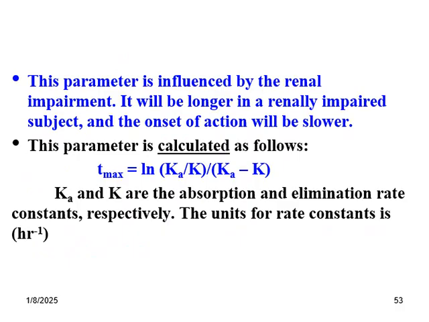Peak time can also be influenced by renal impairment, the dysfunction. It will be longer in a renally impaired subject because elimination is harder, of course. The onset of action will be slower. And this parameter, Tmax, can be calculated as below. You don't need to know the formula now, but I just let you know. You will use that later. It's more like building up your knowledge one step after another.